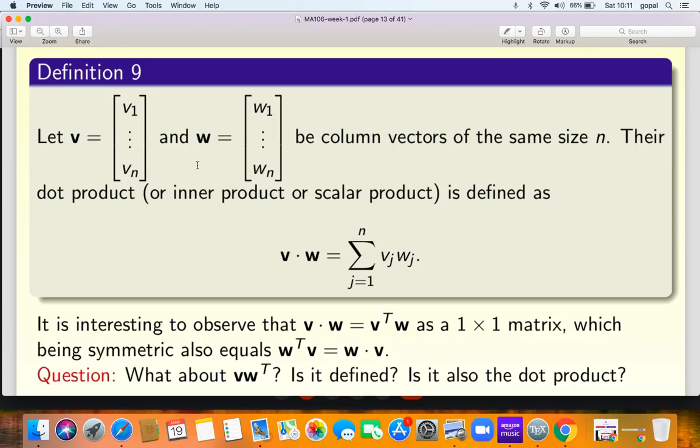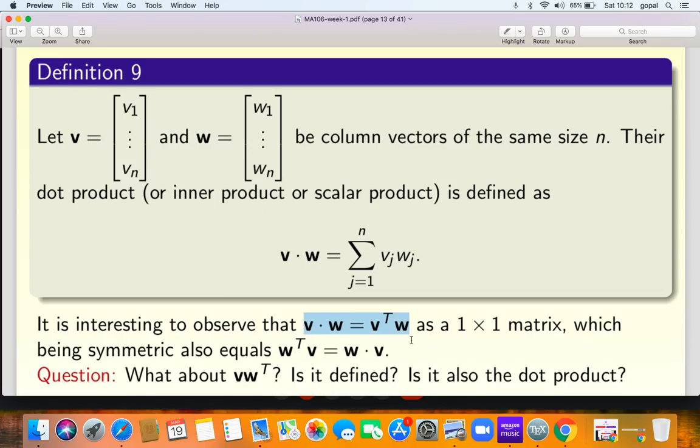Inner product. The dot product of two vectors in R3 is a scalar. V1, V2, V3, W1, W2, W3. Vectors will conventionally be written as columns, but I want to compute the dot product of two vectors. I can't do it right away. I'll have to convert one of the columns into a row and then do the matrix multiplication. So V dot W is, by definition, convert it into a row, V transpose W.